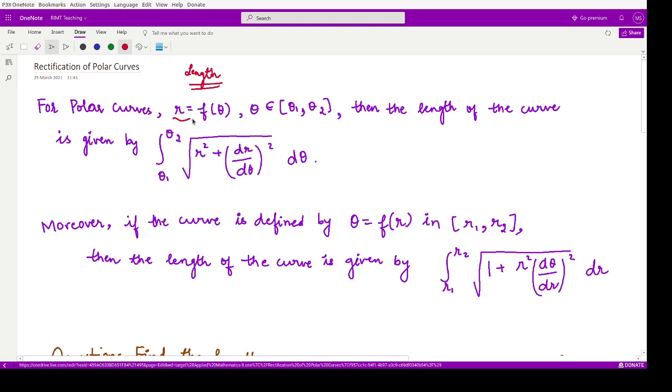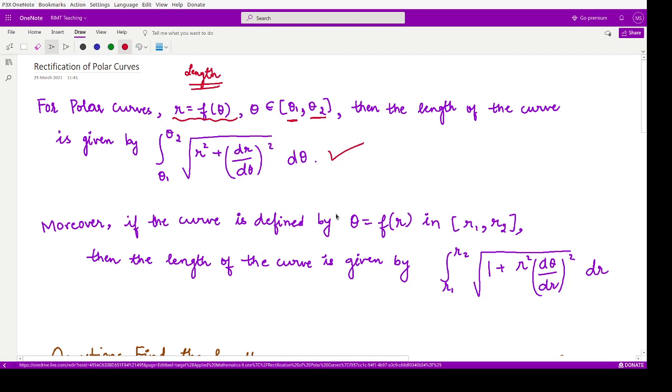It is r is equal to f of theta, where r is given as some function of theta. Within this range, when theta varies from theta 1 to theta 2, the length of that particular curve is calculated using this formula: integration, theta varies from theta 1 to theta 2, square root of r square plus dr by d theta whole square, d theta. So this is the formula that you have to remember.